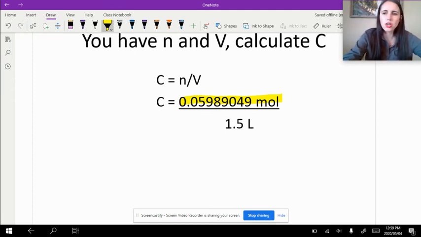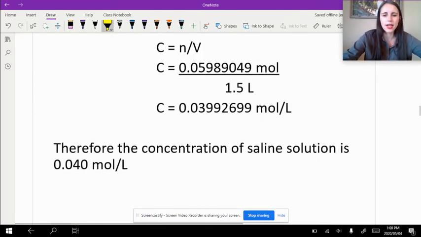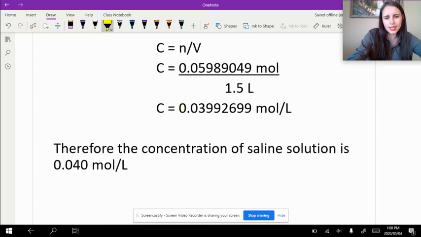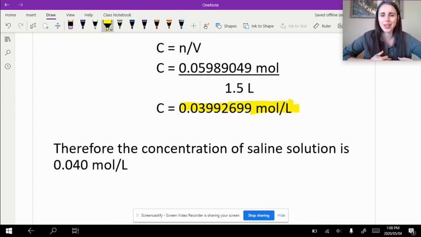Remember, concentration always has to be in moles per liter. So we need to check to make sure that volume is in liters, which it is. So I'm going to divide by 1.5. If I plug that into my calculator, I get this really nice long number here. And check to make sure your unit is correct here. Your unit for molarity, molar concentration, is moles per liter. And that's what these units gave me.